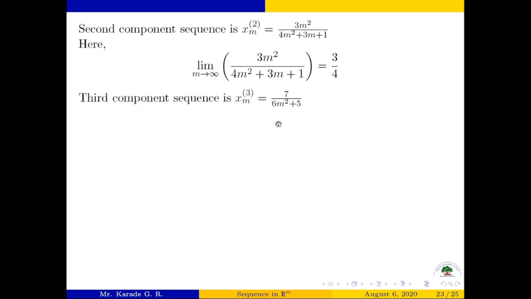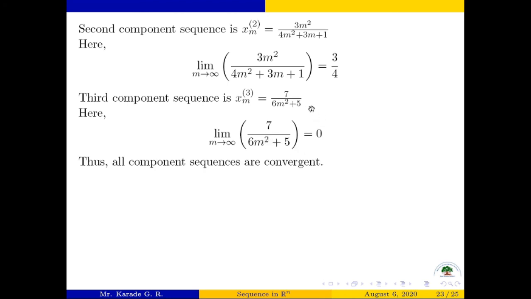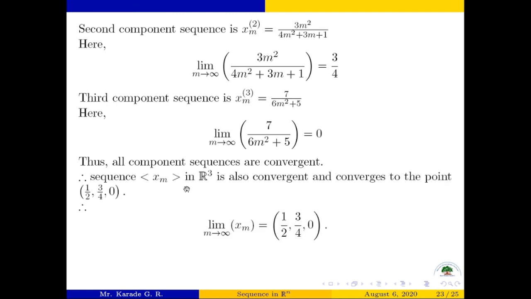The third component sequence is xm3 equal to 7 upon 6m square plus 5, and here also we find the limit of that component sequence as m tends to infinity, and observe that that limit is 0. Therefore, this third component sequence is also convergent and converges to the point 0. Thus, all component sequences are convergent. Therefore, sequence xm in R3 is also convergent and converges to the point 1 half, 3 by 4, 0. So the limit of sequence xm as m tends to infinity is the ordered triple point in R3 whose components are 1 half, 3 by 4, 0.